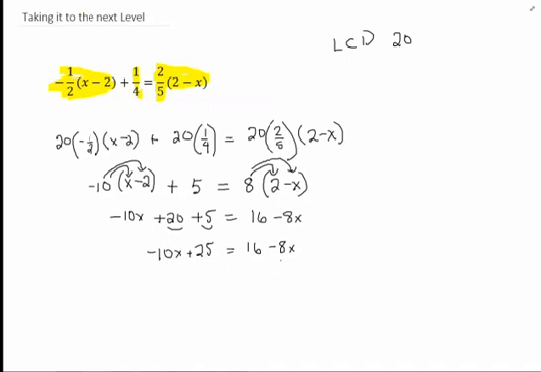Now we are going to collect like terms on both sides of the equation. So we're going to put our variables on one side and our constants on the other. It doesn't matter which way we move them. I'm going to start by taking this negative 10x to the other side, and I do that by adding 10x to both sides of the equation. Do it to both sides to keep it balanced. So negative 10x plus 10x is 0. That leaves us with 25. And we have 16 minus 8x plus 10x, and that gives us plus 2x.